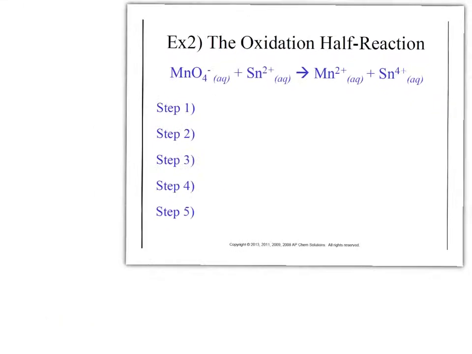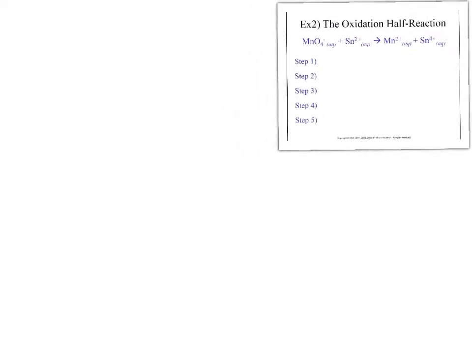Now let's go ahead and do the oxidation half of the reaction, which would be the tin turning from 2 plus to 4 plus. Once again, this one's pretty easy, so we can just go ahead and squirt on through to step number 5, balancing the charges. And we would have to add 2 electrons to this side to give us an overall charge of 2 plus on both sides.